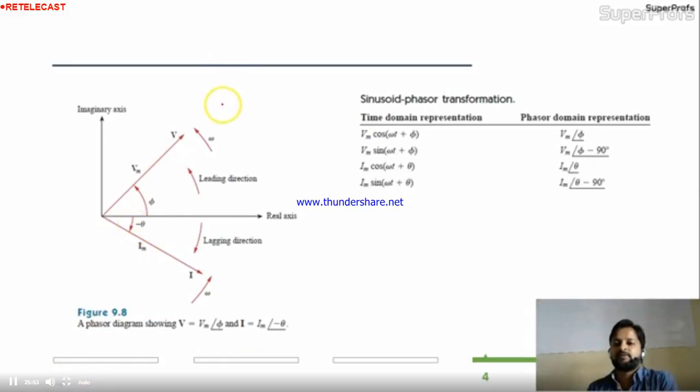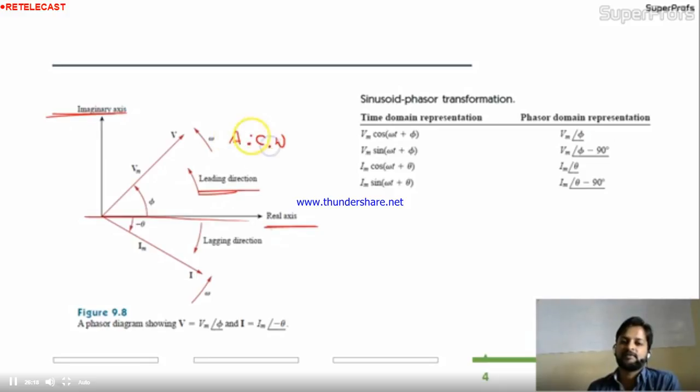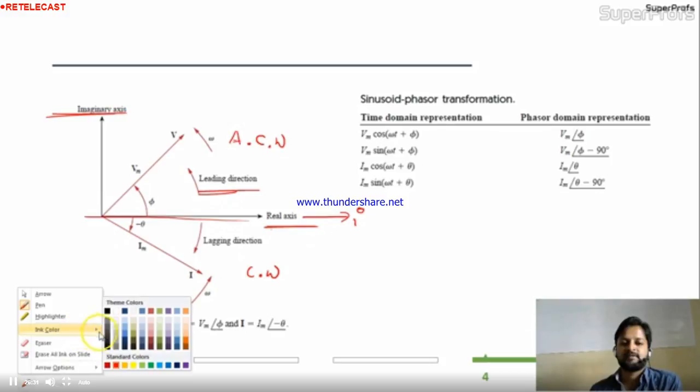Come over here, sinusoid to phasor transformation. I'll show you what the leading direction is and what the lagging direction is. Friends, I'm taking two axes. On the x-axis I'm taking all real values, and on the y-axis I'm taking imaginary values. Alright. Leading direction: if something is leading someone, it means it's moving anti-clockwise. If someone is lagging someone, it's moving clockwise. Is it okay? What does it mean? Suppose, for example, you have I on the real axis.